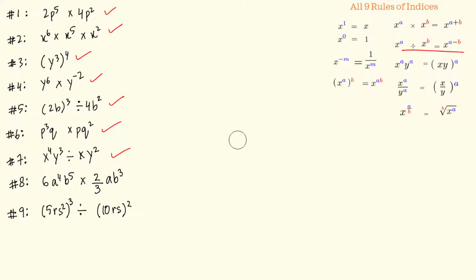Let's do question number 8 now. Here I have 6a to the 4 times b to the 5, and it's getting multiplied by 2 upon 3 ab cube. To evaluate this problem, first I am going to multiply the numbers. In this first term over here, the number that I have is this 6, and in the second term over here, the number that I have is this 2 upon 3. So I'm going to multiply these two numbers. So this becomes 6 times 2 upon 3. Then I'm going to multiply both the a's in my two terms.